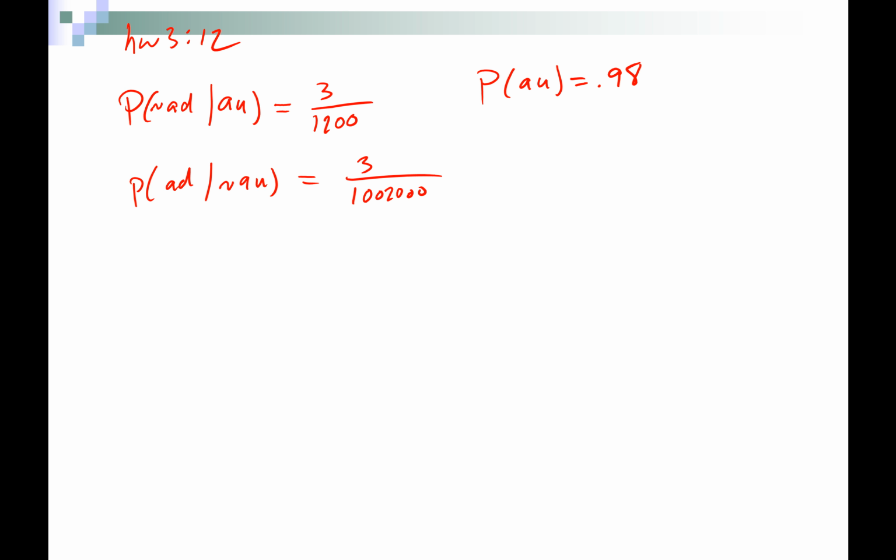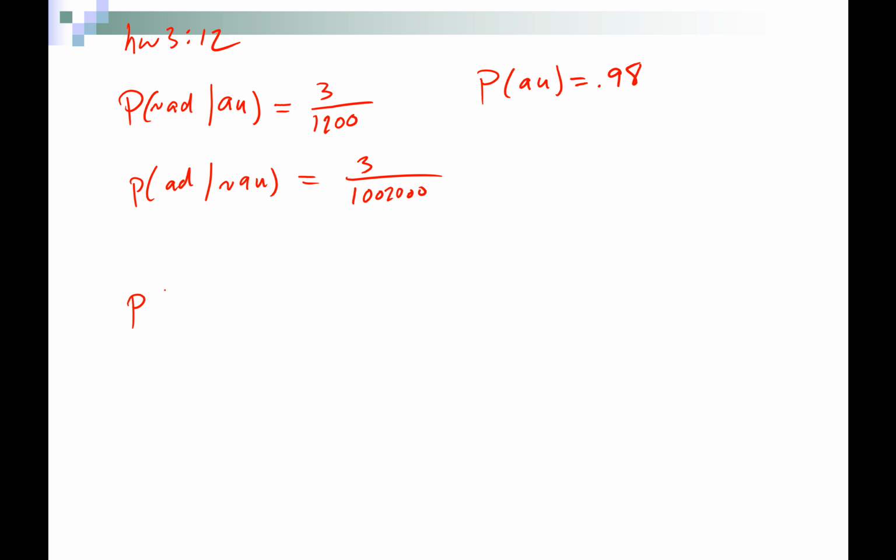The other case is a little bit more troublesome. If somebody's not authorized and they're admitted, that happens 3 out of 1,000,000 times. So that's quite a bit less. The system's much better at keeping unauthorized people from getting in than it is at keeping out authorized people. Okay, so what's going to happen then?